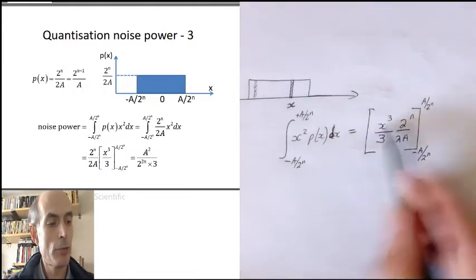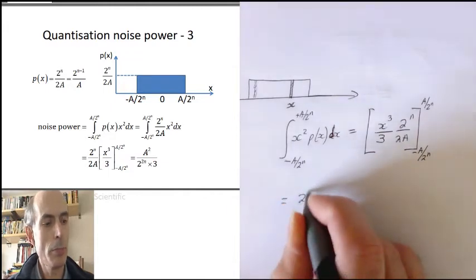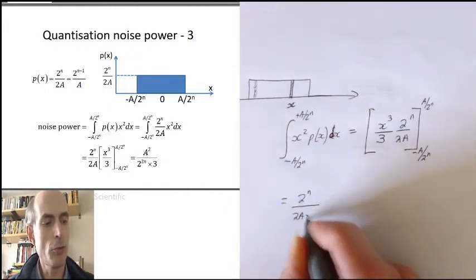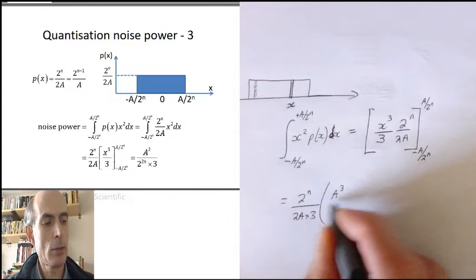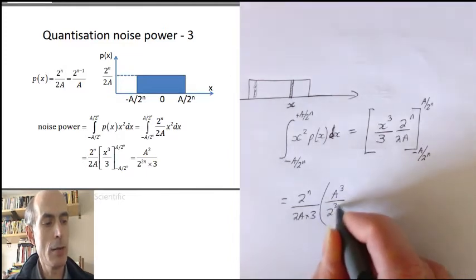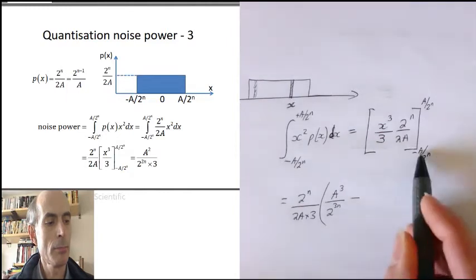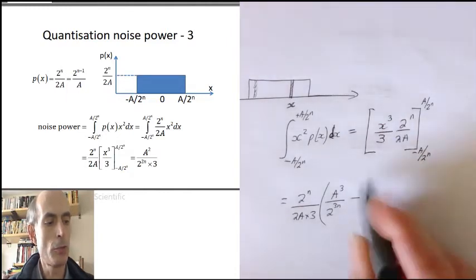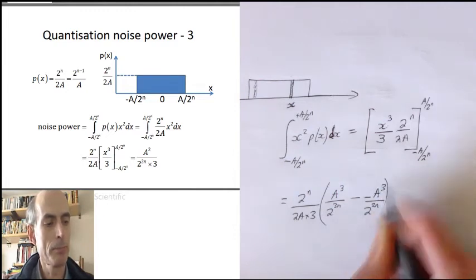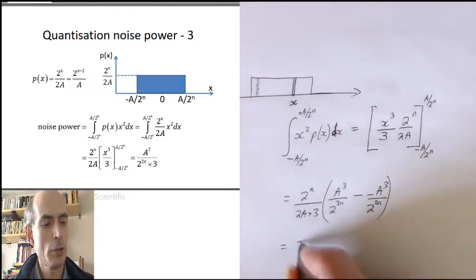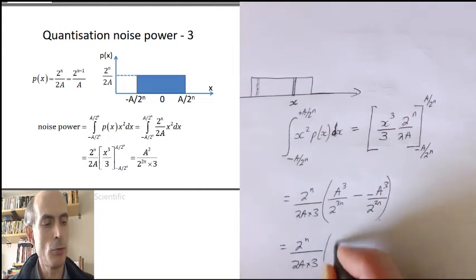Substitute in for these values of x and we end up with 2 to the power of n over 2a times 3 times a cubed over 2 to the power of 3n minus minus a cubed over 2 to the power of 3n, which is 2 to the power of n over 2a times 3 times 2a to the power of 3 over 2 to the power of 3n.